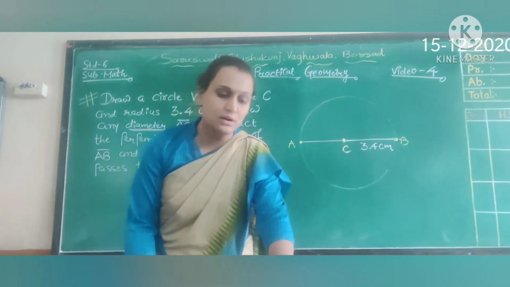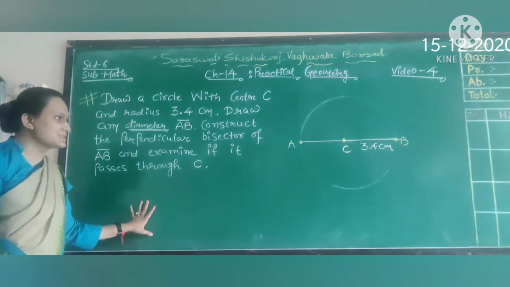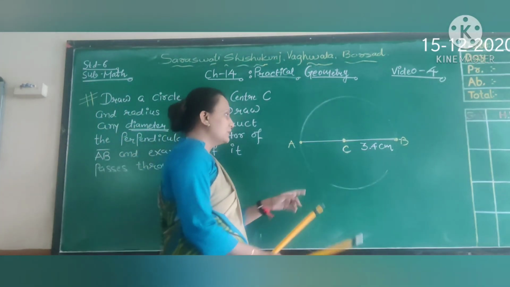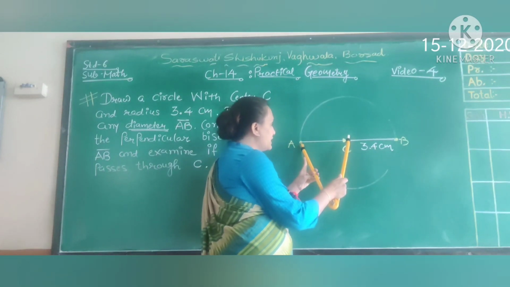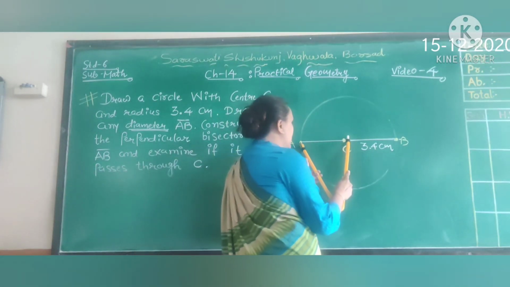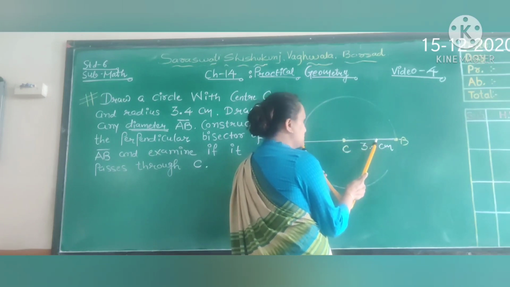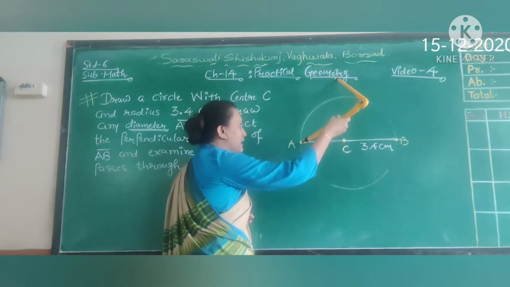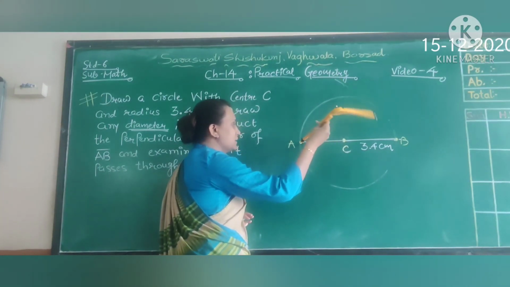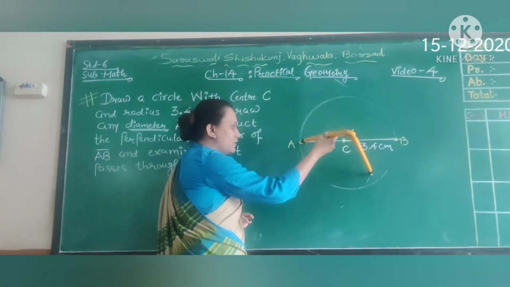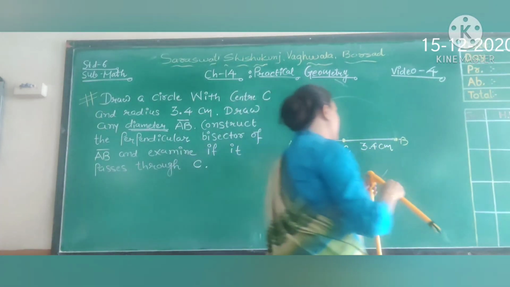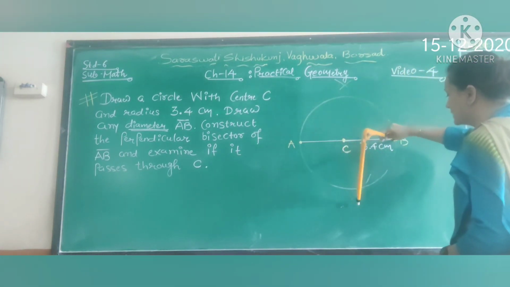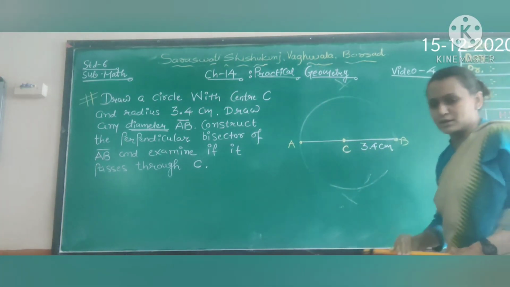Clear? Now we want to check whether the perpendicular bisector is passing through point C or not. So first we have to draw a perpendicular bisector. For that we have to take a measurement more than AC. So suppose this much is more than AC. Now with center A, draw an arc on the upper half of the line segment as well as the lower half. Then with center B, draw an arc on the upper half of the line segment as well as on the lower half.